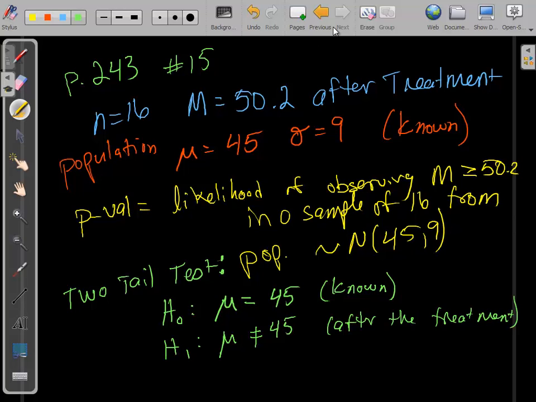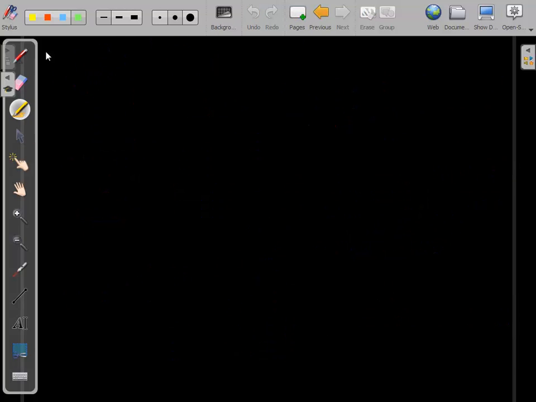So for the two-tailed test, we would come up with this probability. We would say that the probability of observing the mean greater than or equal to 50.2, we want to come up with that, and that's going to be our p-value for the one tail.